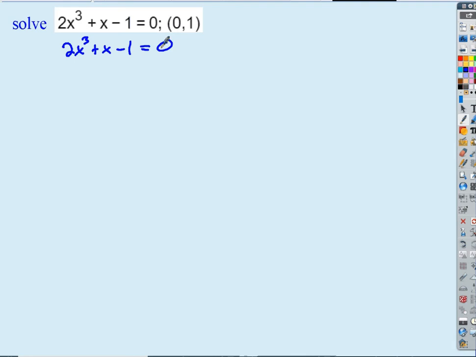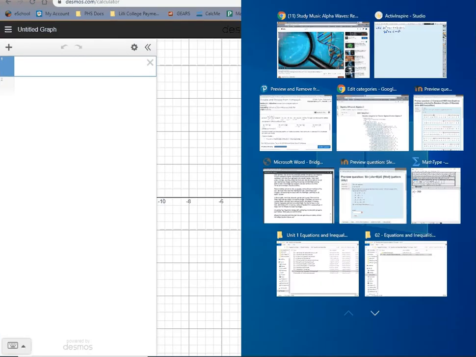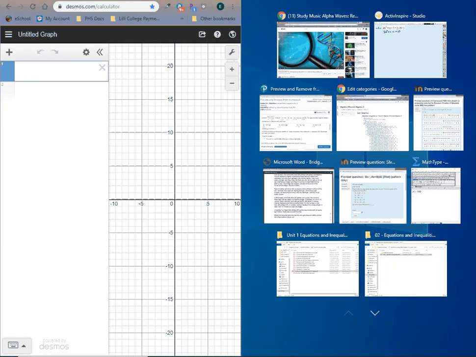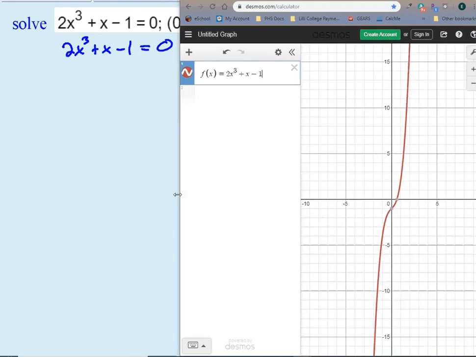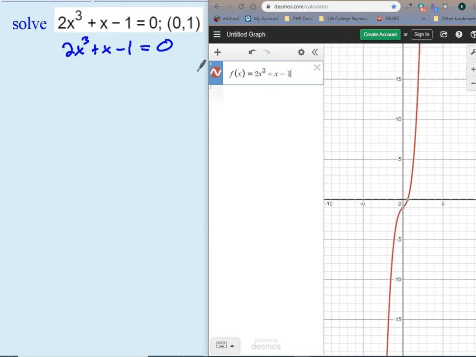You can use your graphing calculator also, but if you graph this on Desmos, I'm sure everybody's got this, but let's just make sure. If I graph f of x equals 2x cubed plus x minus 1, I want to show you a couple things here. We're really only interested between 0 and 1, aren't we? In this case, right? It's on that interval.